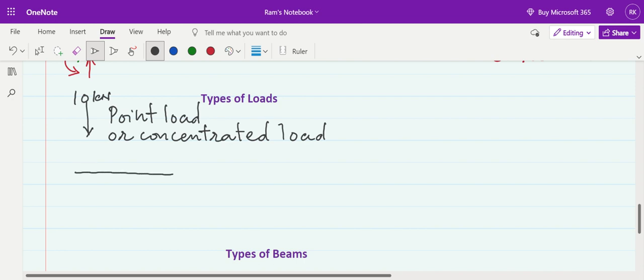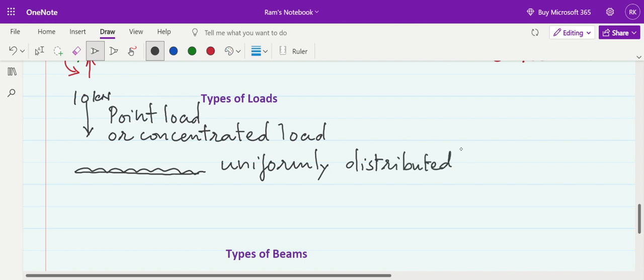Another type of load we will come across later in this course is the uniformly distributed load, or UDL. It is expressed as, let us say, 4 kilonewtons per meter.